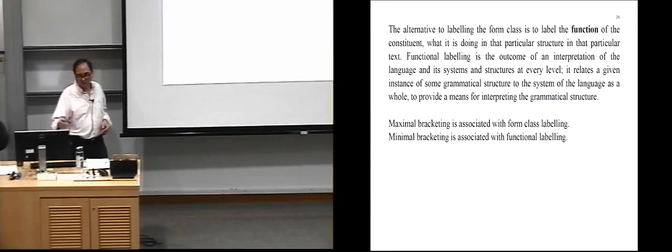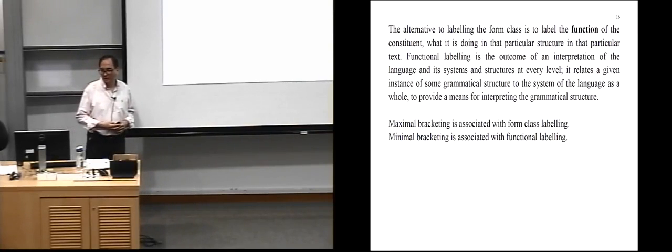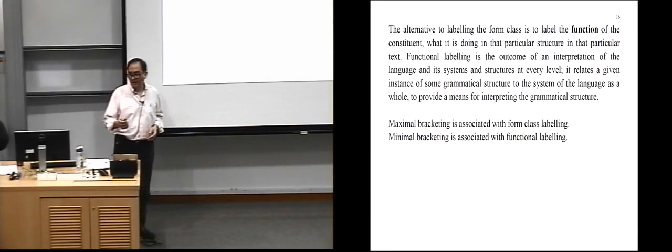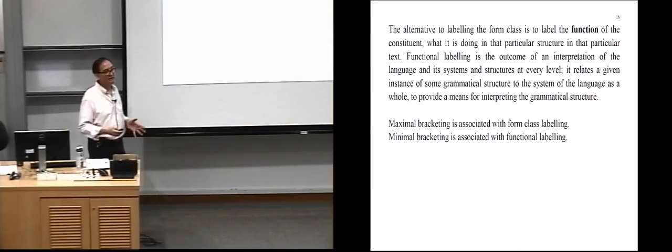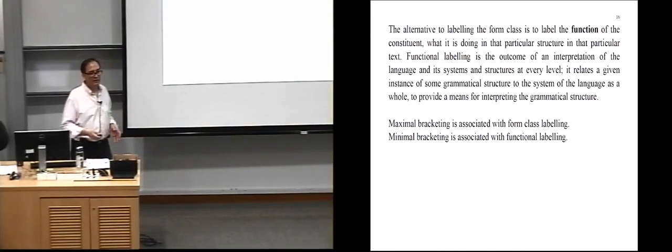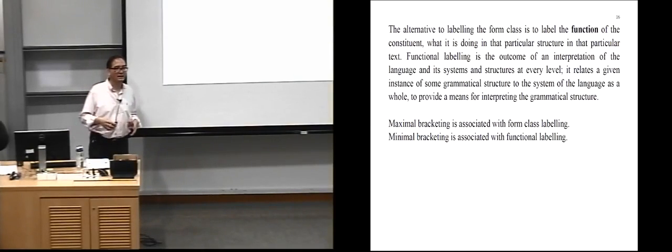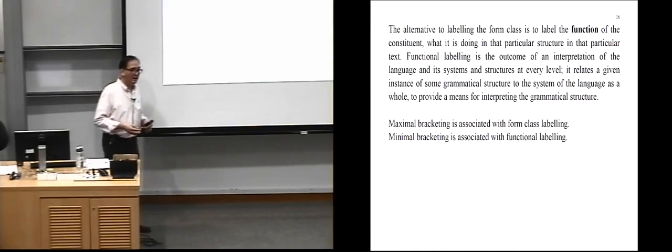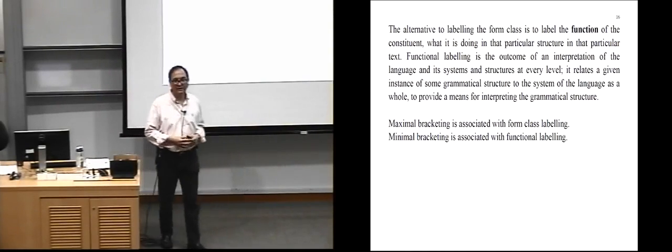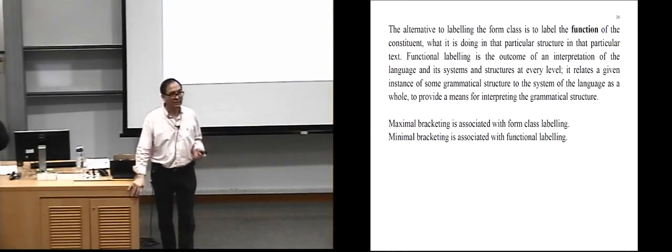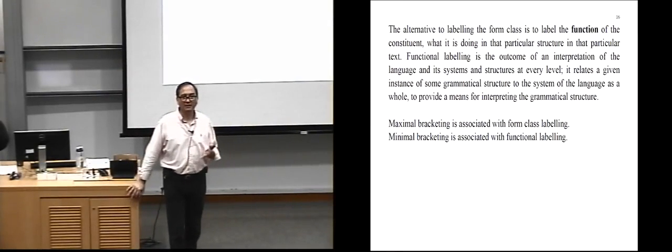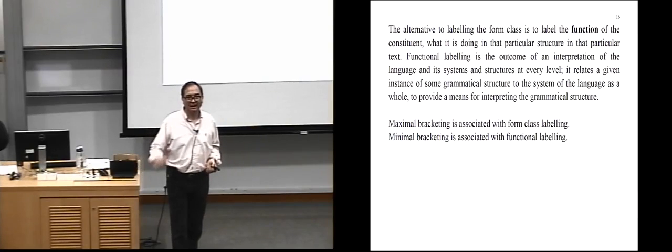And so normally maximal bracketing is associated with form class labeling and minimal bracketing is associated with functional labeling. We're going to be doing minimal bracketing and functional labeling because what we're really interested in is meaning. And meaning is really based on this function. So meaning doesn't exist in words. I know that's going to sound weird. There's no meaning in words by themselves.